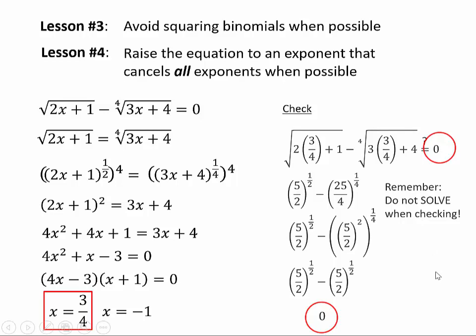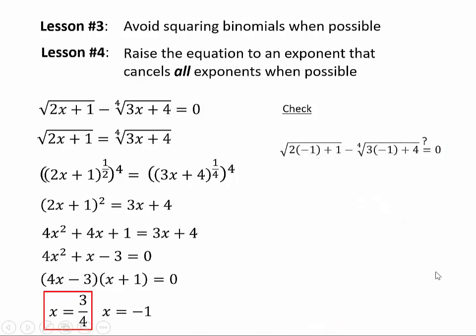Let's check -1. So if we plug -1 into both sides of the equation, does this result in 0? Well, the square root of -1 minus the 4th root of 1. Non-real and real. Not going to cancel each other out. There's no way that this is 0. So we have another extraneous solution.